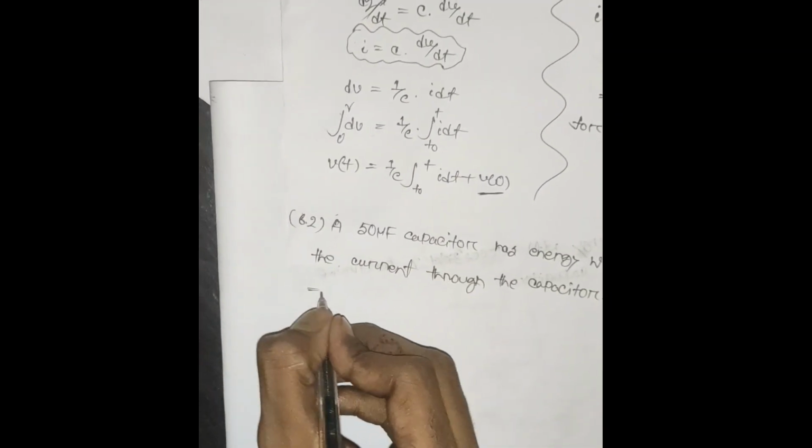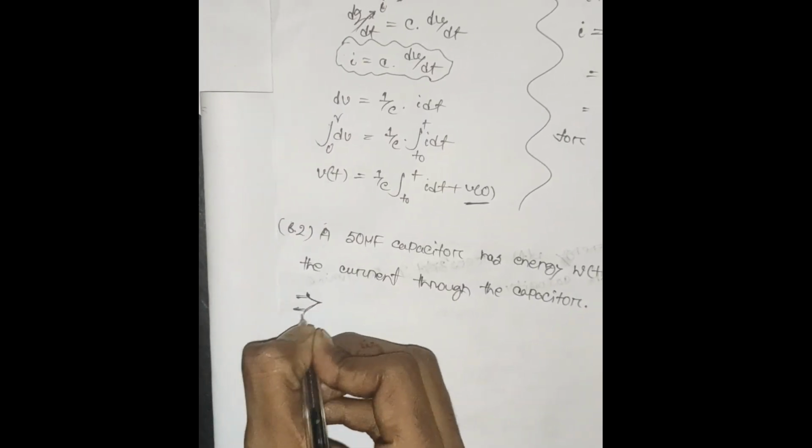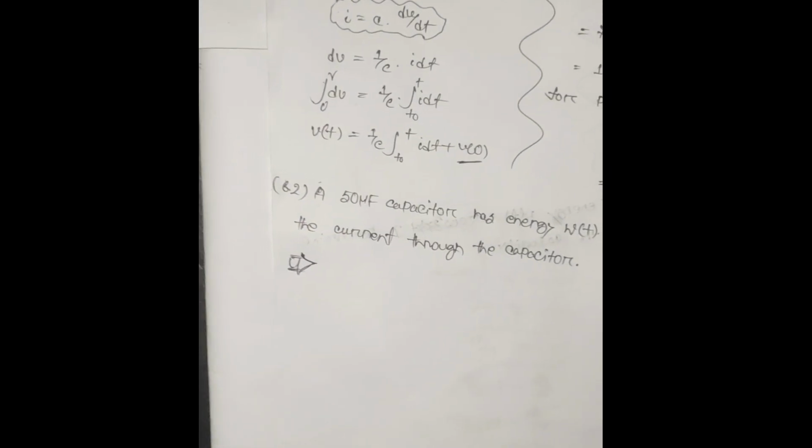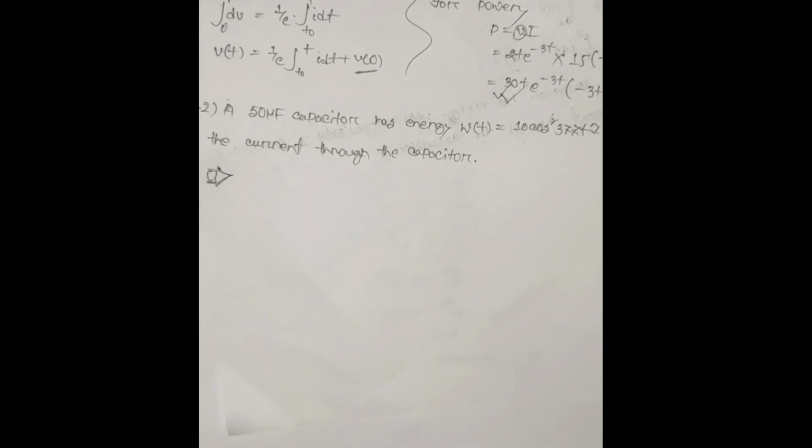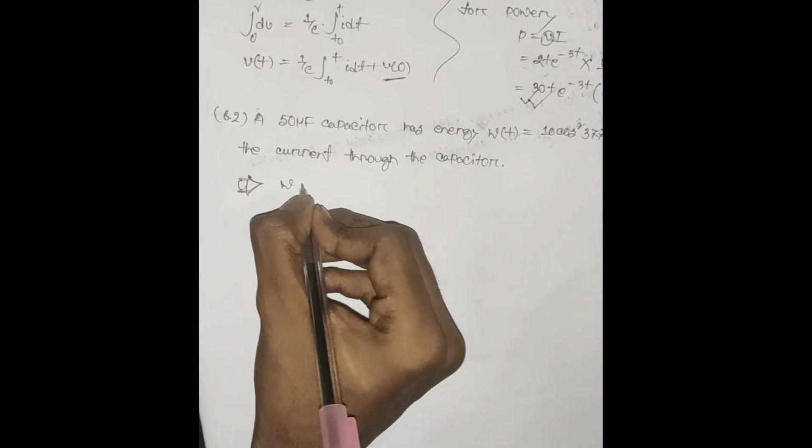Now let's move forward to problem number 6.2. The problem says a 50 microfarad capacitor has energy W(t) equals 10 cos square 377t joules. Determine the current through the capacitor. From the integral part we know W equals half CV square.